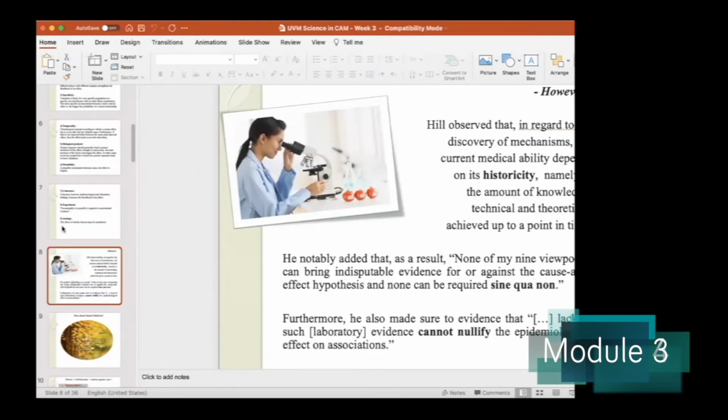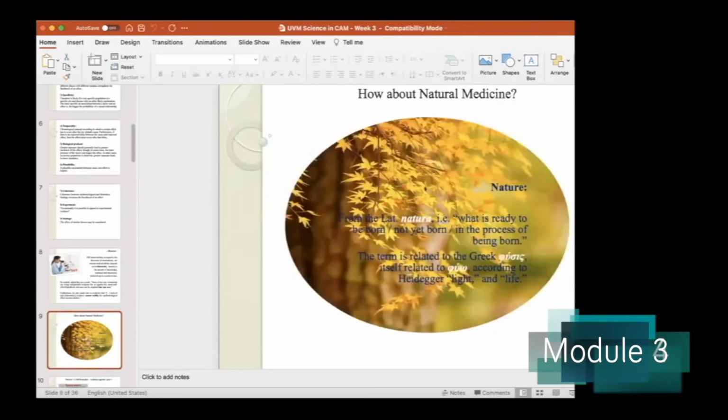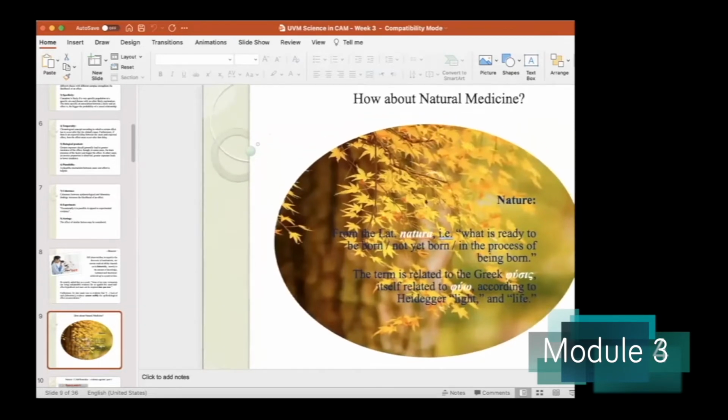All right, so let's start with slide 9, which is the very first definition. Now, you might not be able to see this very well because the fonts that I chose here, the color kind of blend with the background. So I will read it for you. So how about natural medicine? Can we apply all these 9 parameters to natural medicine with success? Let's see what we mean by natural medicine to begin with.